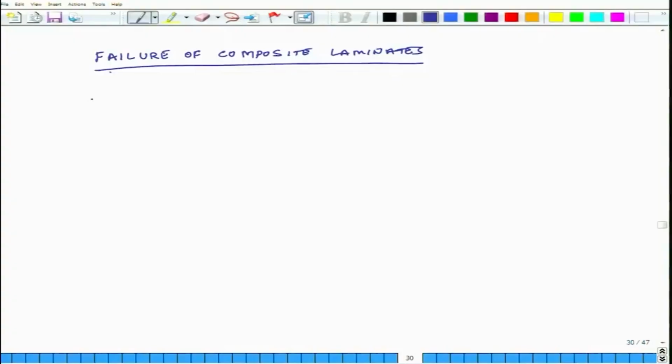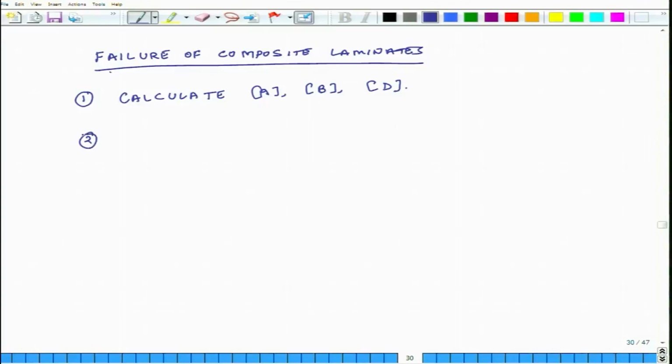So, predicting failure means first calculate A, B and D for the entire laminate. That is the first step. We have to calculate A, B and D.